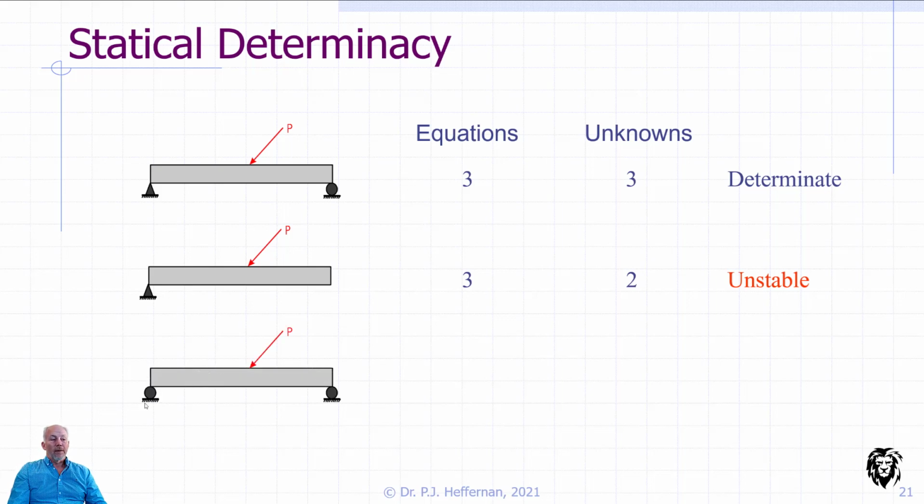So one more, where we put our roller support at either end. Again, same number of equations. And if we look at our reactions, we have 1 for each of the rollers, or 2 unknowns. So this also would be unstable. We can see that by applying our force, this is unstable in the lateral direction and would roll away under load.